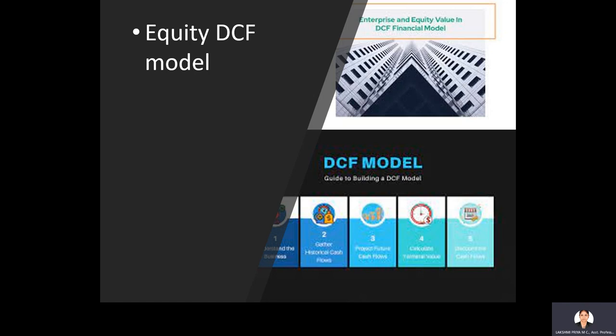Under the equity discounted cash flow model, there are two variants of the equity discounted cash flow model, the dividend discount model and the free cash flow to equity model. The dividend discount model discounts the expected dividend stream at the cost of equity. The free cash flow to equity model discounts the free cash flow to equity at the cost of equity.